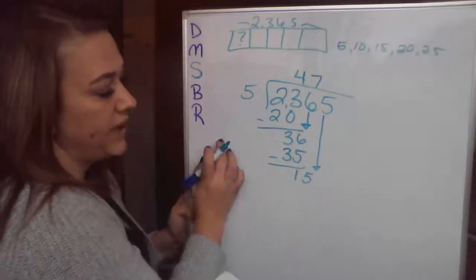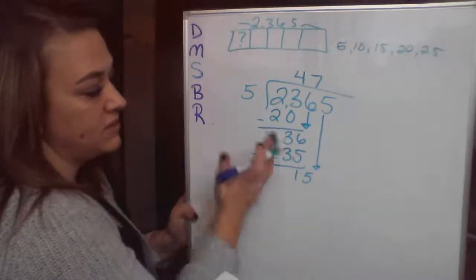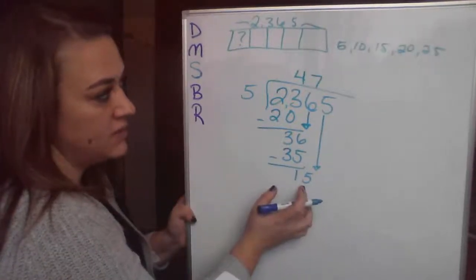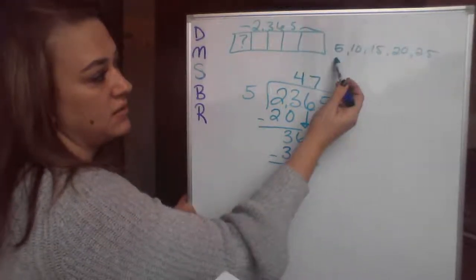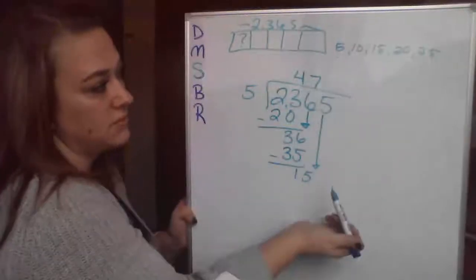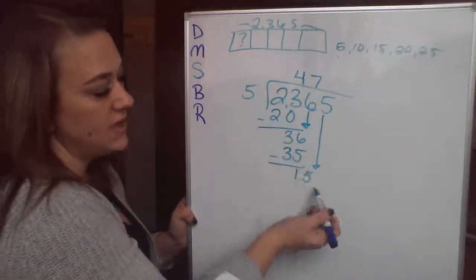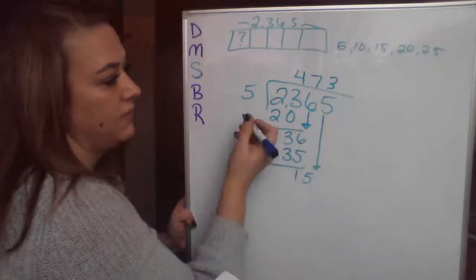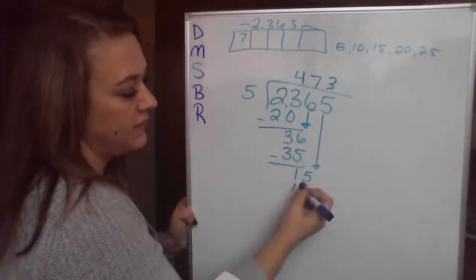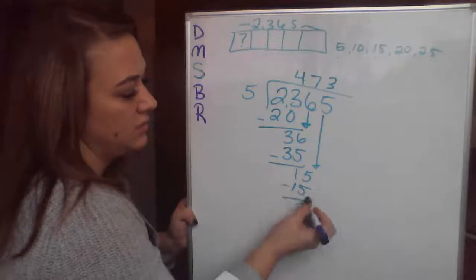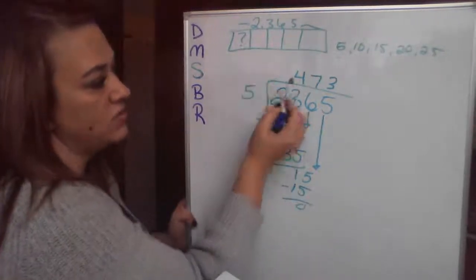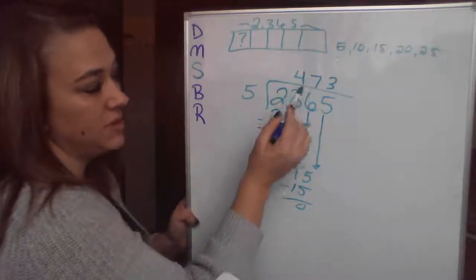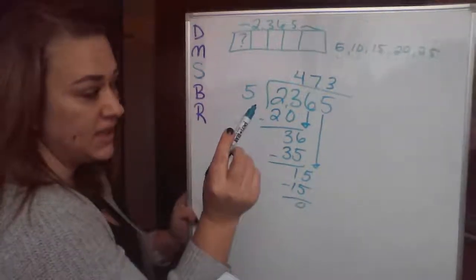15 divided by 5. Well, I know that 5 times 3 is 15. And if you didn't, we skip counted up here. So there's 1, 2, 3. So 15 divided by 5 is 3. 5 times 3 is 15. So we should be able to say that each classroom got 473 books, but check it with multiplication, okay?